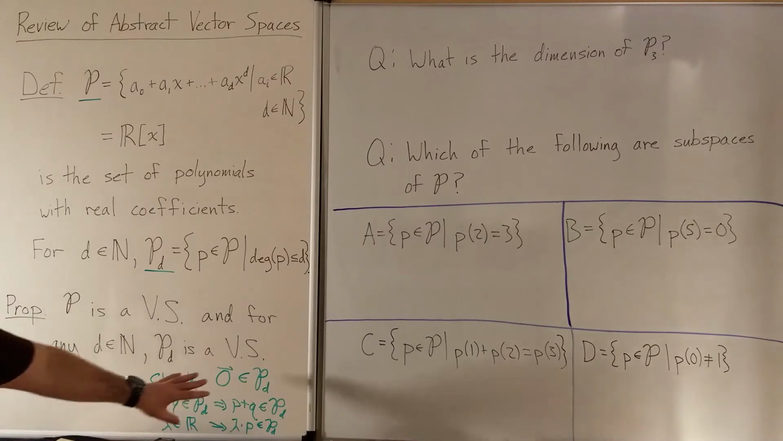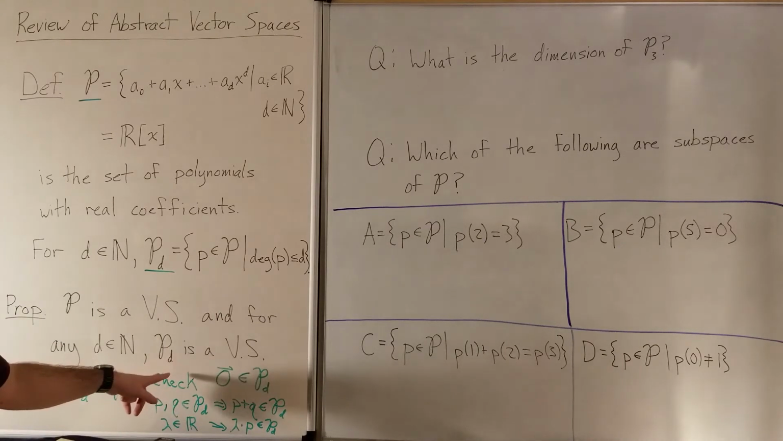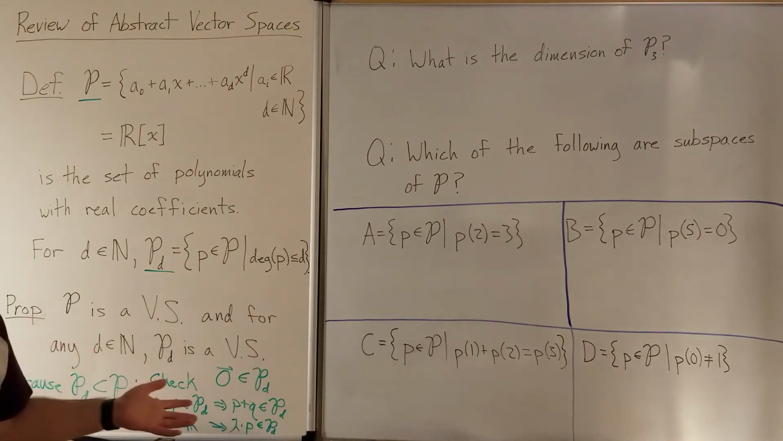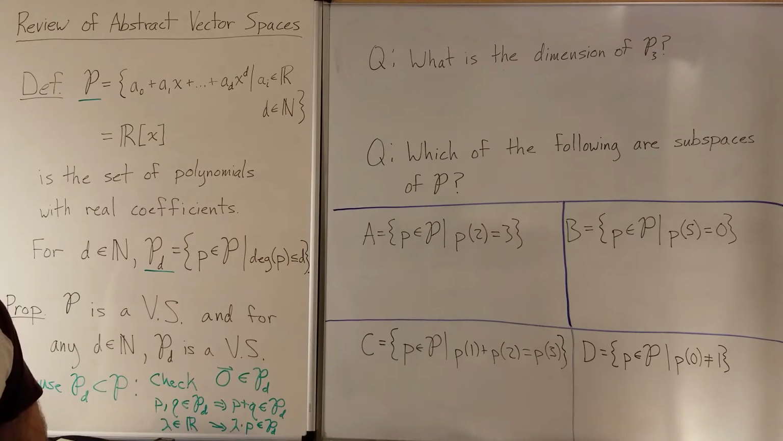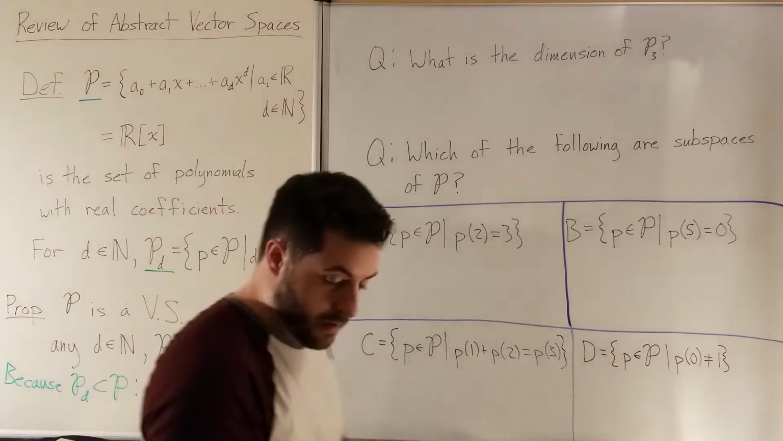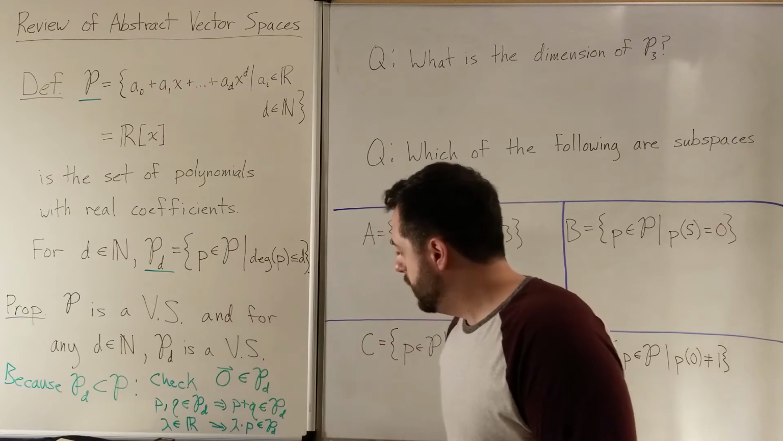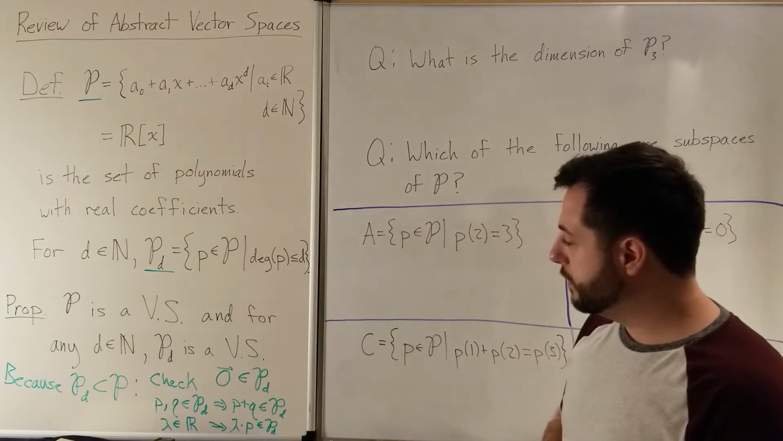Okay, so as long as we check these three things for P sub D, and we already know that P sub D is sitting inside of another vector space, that is all we need to check to make sure that P sub D is a vector space itself, because it is a subspace of another vector space. Okay, so hopefully these three facts are obvious for polynomials.